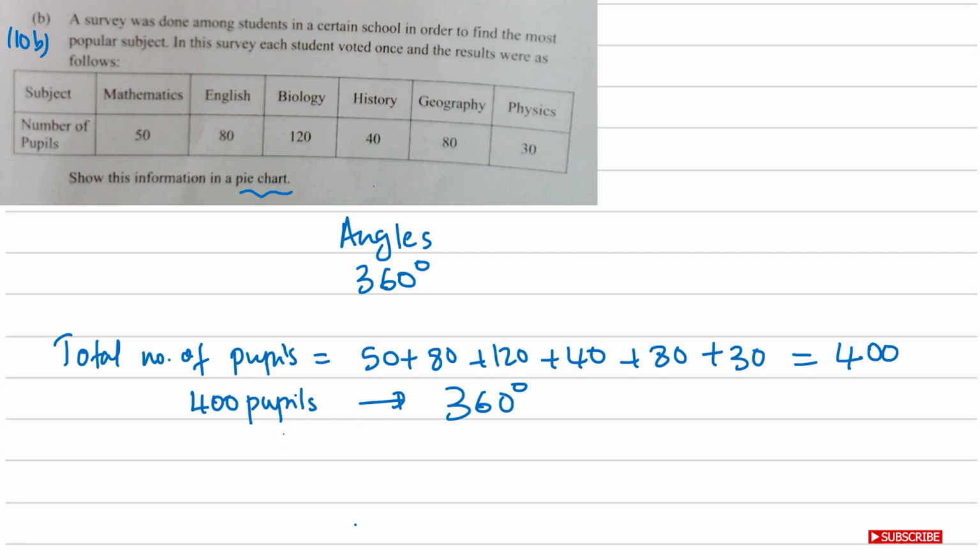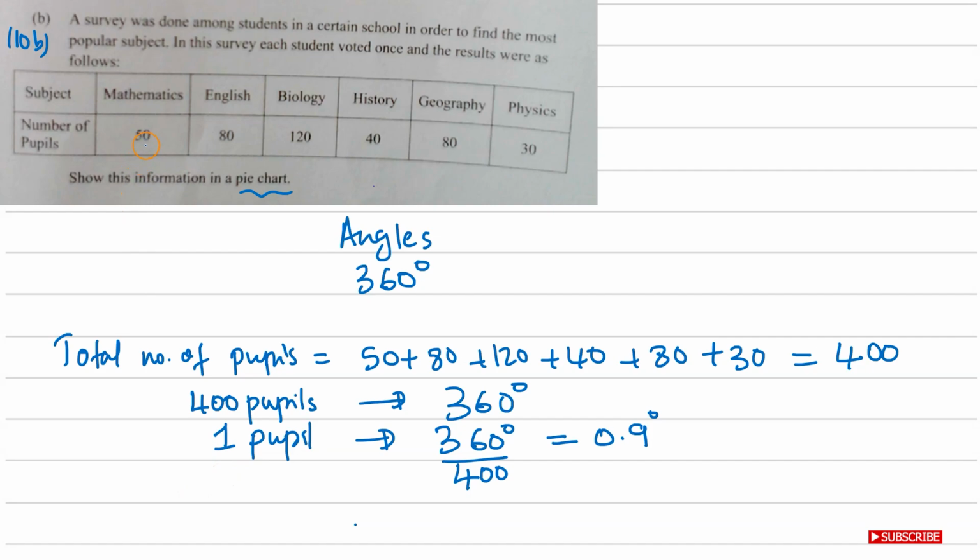So how much are we going to allocate to each student? Well, all you have to do is divide. So for one pupil, how many degrees are they going to get? Well, it's going to be 360, they have to share this, divided by 400, which is going to give you 0.9 degrees. So each pupil gets 0.9 degrees.